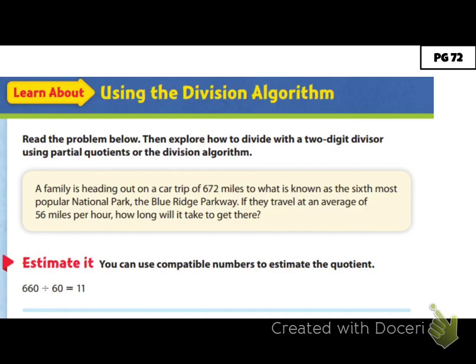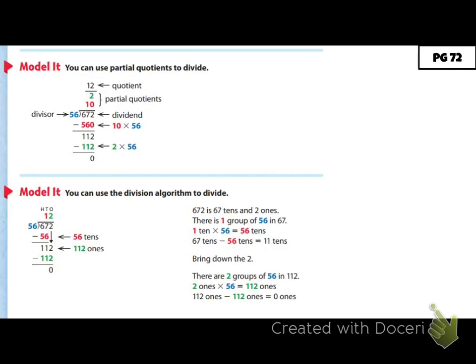So we can estimate it. You can use compatible numbers to estimate the quotients. So we can say it's about 660 divided by 60, and we know that that would give us 11. We can actually model it and use our partial quotients to divide.